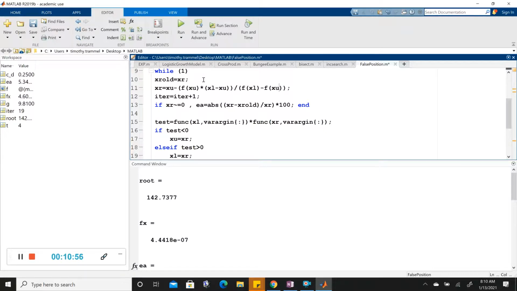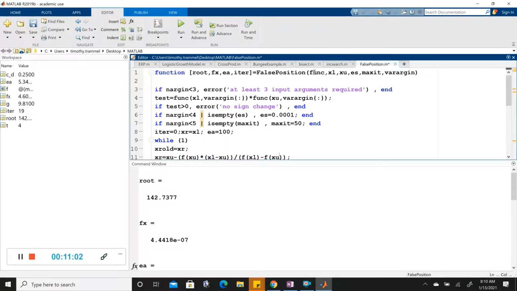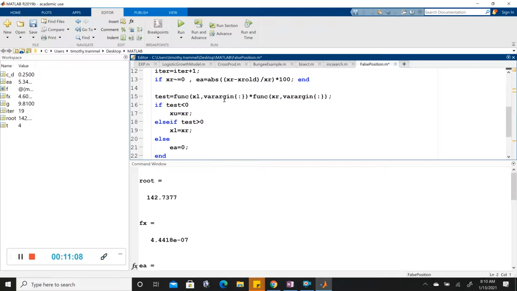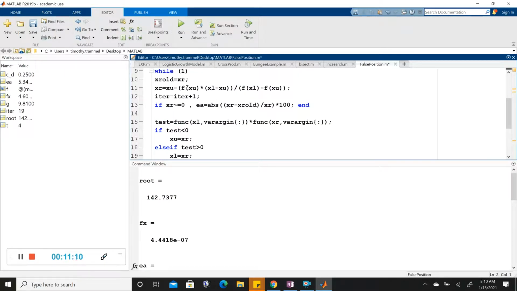Other than one thing. There is one issue here. If we scroll up, it's func, not f. So I need to come down here and change all those f's to funcs. Yeah, right here. So func, and func. There we go. And now let's just go ahead and save this, and we'll go back to our bungee example.